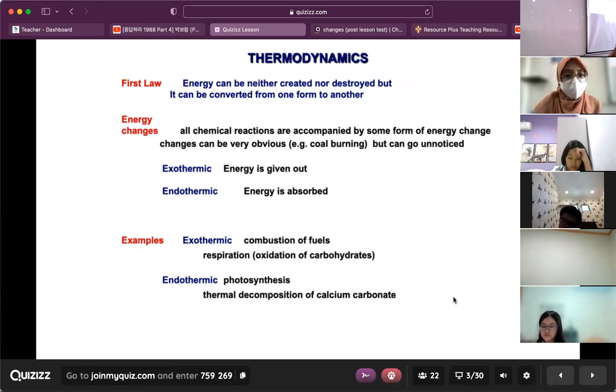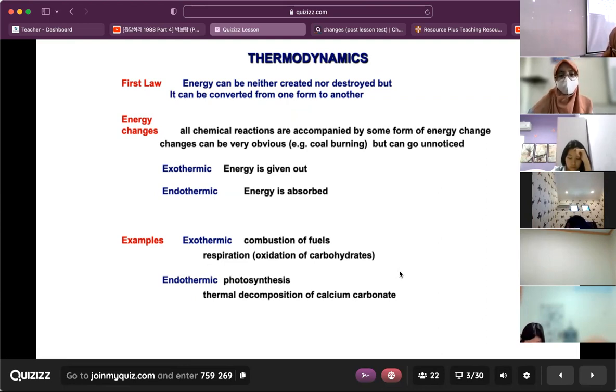So thermodynamics, first, the first law of thermodynamics. Energy can be neither created nor destroyed, but it can be converted from one form to another. Okay, so we can only change the energy. So energy before and after the reaction is actually the same.